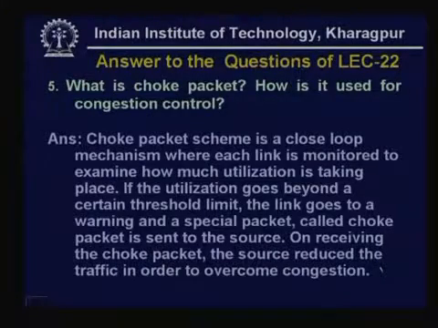Last question is, what is choke packet? How is it used for congestion control? As we know, choke packet scheme is a closed loop mechanism where each link is monitored to examine how much utilization is taking place. If the utilization goes beyond a certain threshold limit, the link goes to a warning state, and a special packet called choke packet is sent to the source. On receiving the choke packet, the source reduces the traffic in order to overcome congestion.